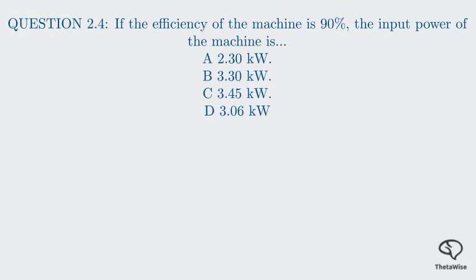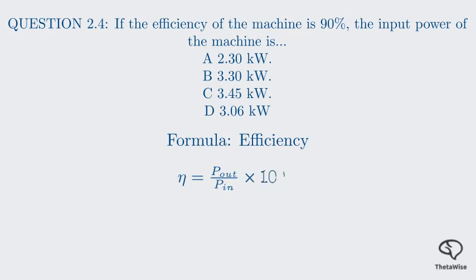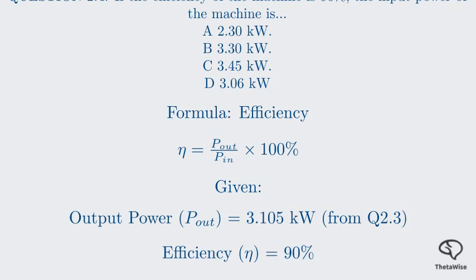Efficiency is a measure of how effectively a machine converts input power into useful output power. The formula for efficiency is the output power P out, divided by the input power P in, all multiplied by 100 to express it as a percentage. From the previous question, the power exerted by the machine, 3.105 kilowatts, is its useful output power. So we have an output power of 3.105 kilowatts and an efficiency of 90%. We are looking for the input power, P in.